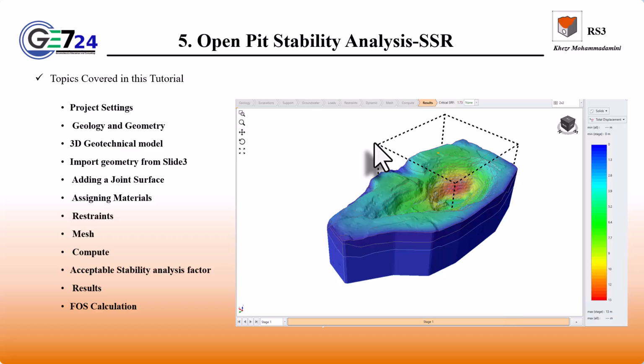What we should do for creating 3D geotechnical models and the data we need for layering for complex geometry in open pits, importing geometry from Slide3, and adding the joint surface, assigning material and restraints, and mesh. Then compute acceptable stability analysis factors, for example, FOS, factor of safety, POF, probability of failure, displacement, strain, or all of the results that we need for the design of the open pits.